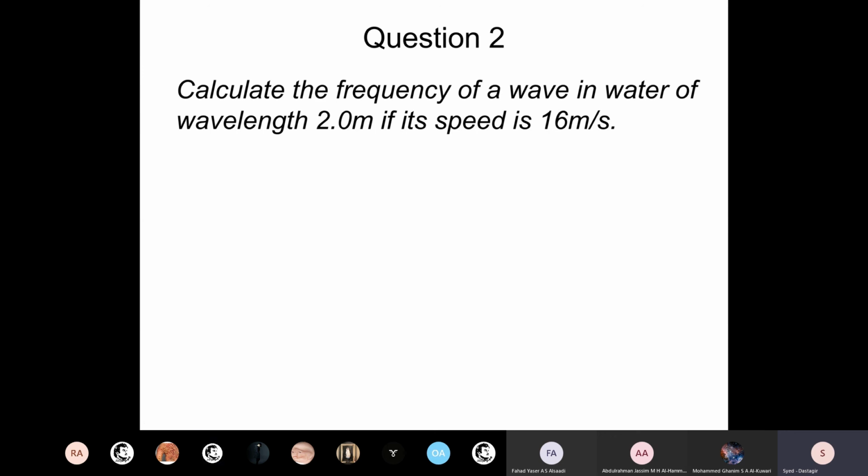Question 2. Calculate the frequency of the wave in water of wavelength 2.0 meters if the speed is 16 meters per second. What would you do?